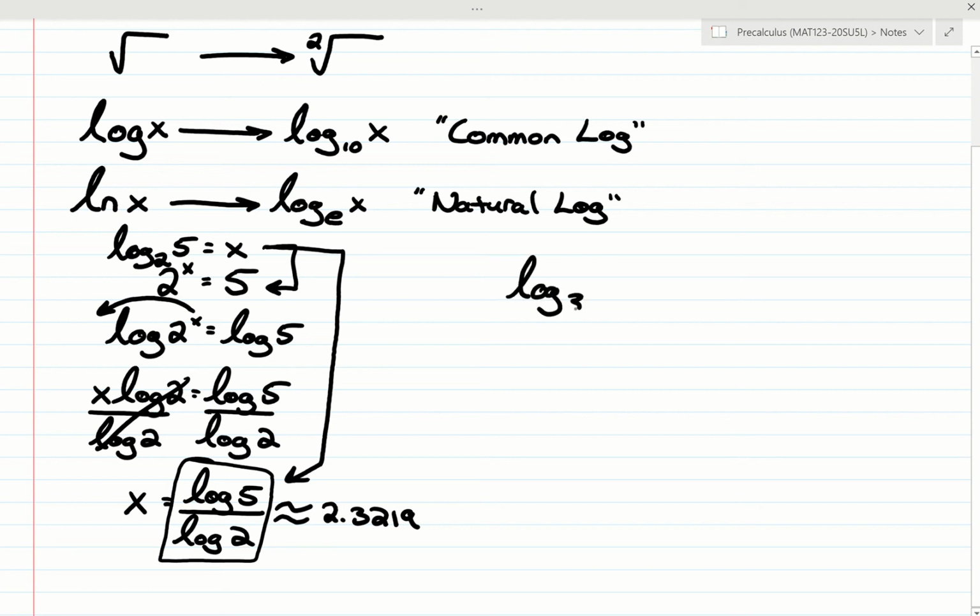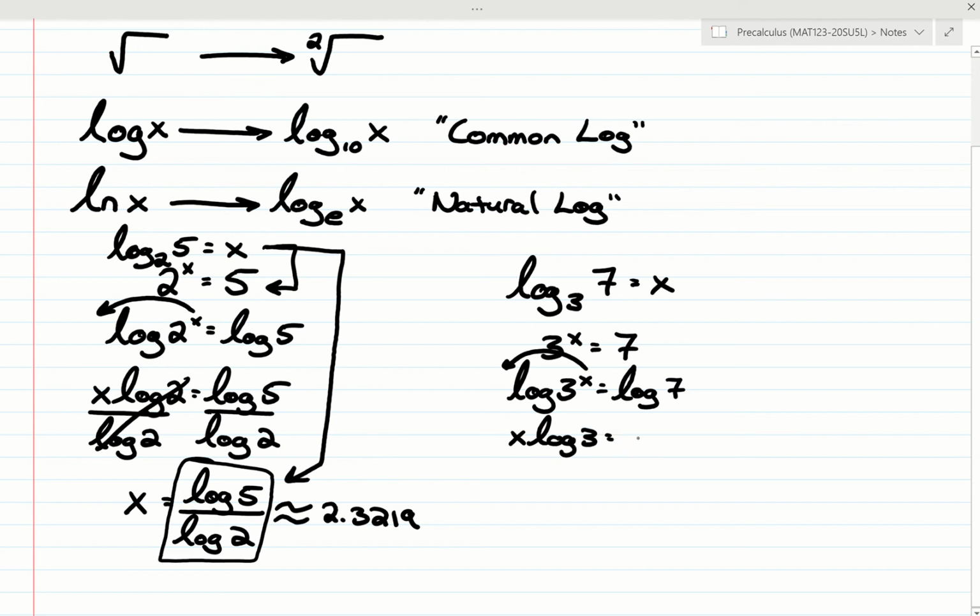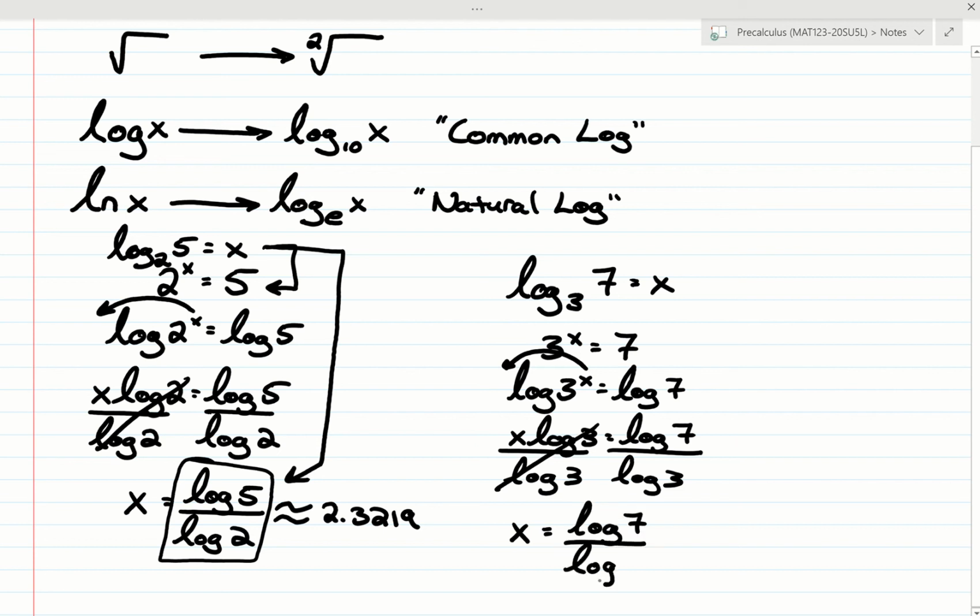What if we had the log base 3 of 7 is equal to x? Well, just like in the last example, we could write it in exponential form. 3 to the x power is equal to 7. We could take the log base 10 of both sides, bring the x down using the power property. X times the log of 3 is equal to the log of 7. Divide both sides by the log of 3, just like we did in the last example. And we get x is equal to the log base 10 of 7 over the log of 3.